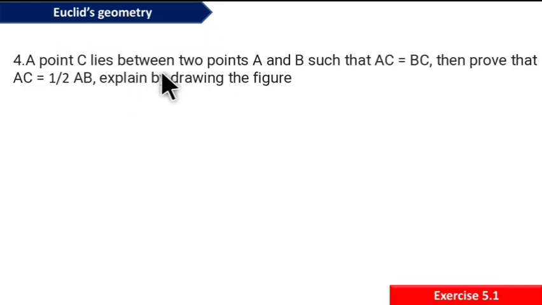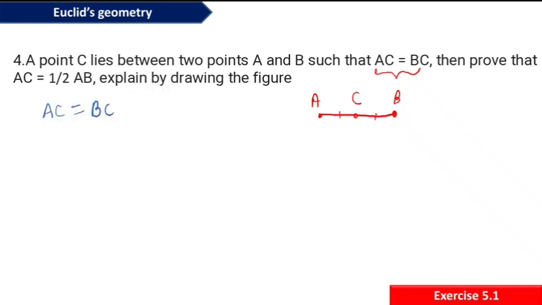If point C lies between the 2 points A and B, so we have to draw 2 points A and B, and point C lies between A and B such that AC is equal to CB, or AC is equal to BC. We have to prove that AC is equal to half of AB. So first write down what is given. Here they have given AC is equal to BC. First write that AC is equal to BC.